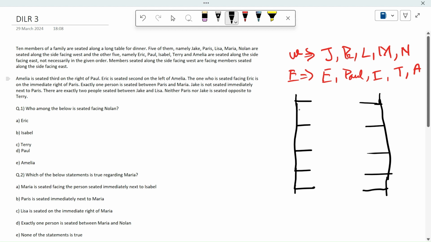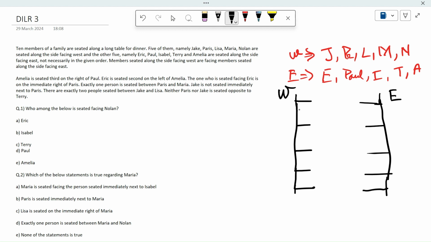Amelia is seated third to the right of Paul. So they are on the same side. This is our west side and this is our east side. Amelia is seated third on the right of Paul. If Paul is sitting somewhere, we do not know where it is, so let me give you a hint: assume that you are sitting in that place and then look for the right and left.